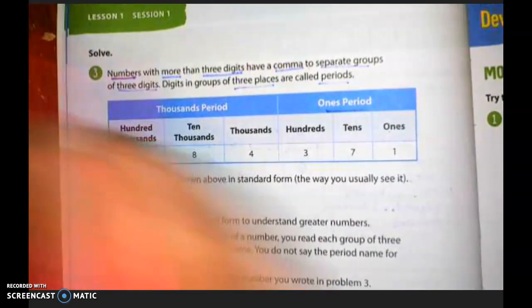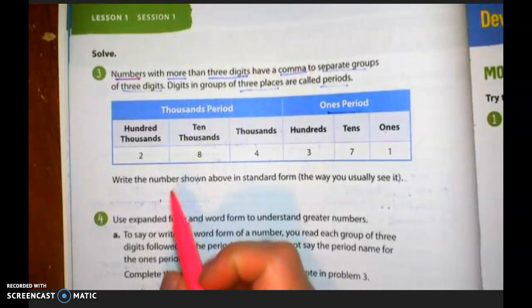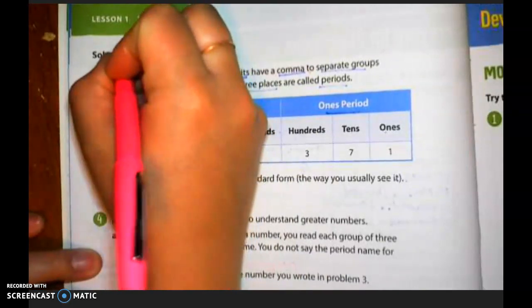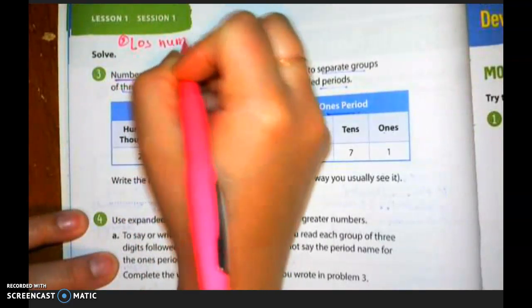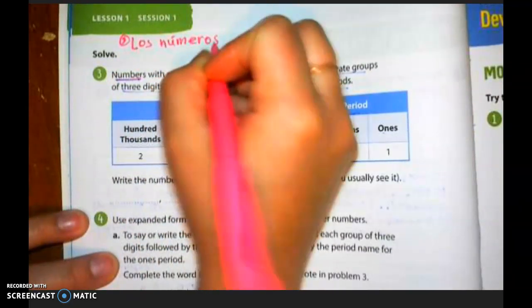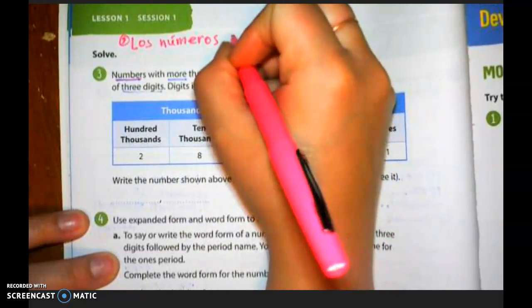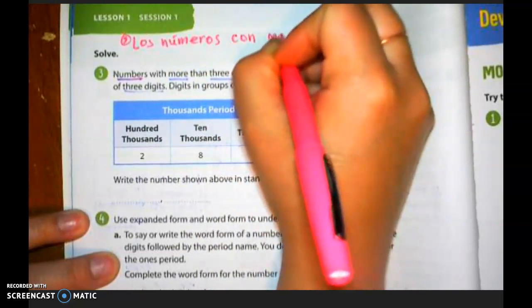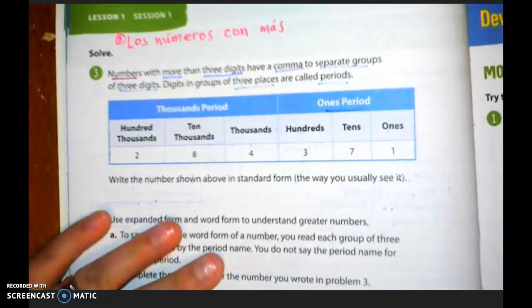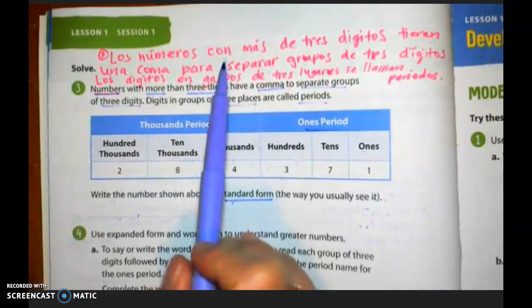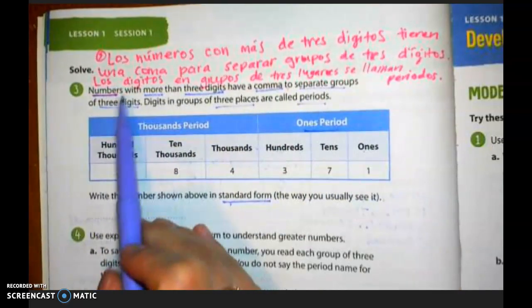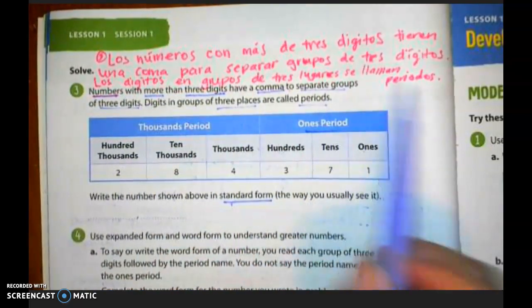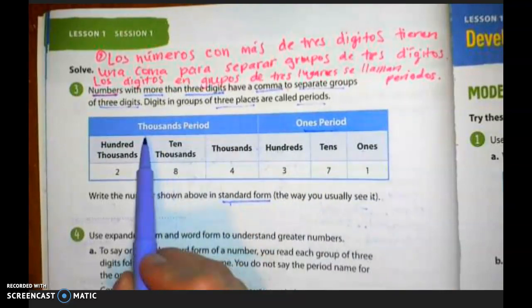En español lo voy a escribir esta vez aquí arribita. So aquí esta pregunta para 3 es los números, no lo ocupan que escribirlo si no quieren, los números con más de 3 dígitos. Lo voy a escribir en español para los que están mirando esta grabación. Los números con más de 3 dígitos tienen una coma para separar grupos de 3 dígitos. Los dígitos en grupos de 3 lugares se llaman periodos. So, ones period, thousands period.